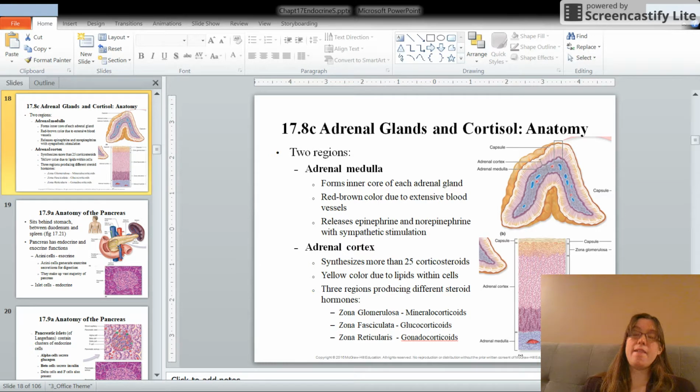But here is the pineal gland. So we said the pituitary gland is down here. The pineal gland is up sort of in the back part, the more posterior part of the brain.